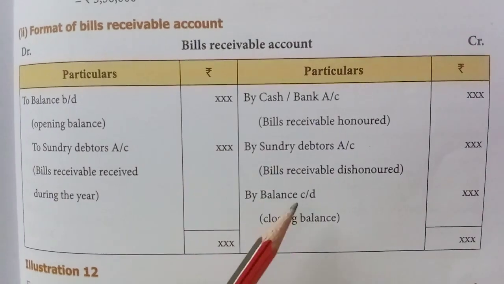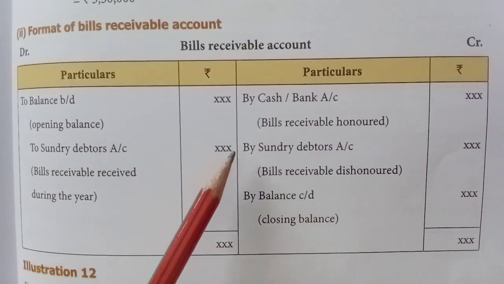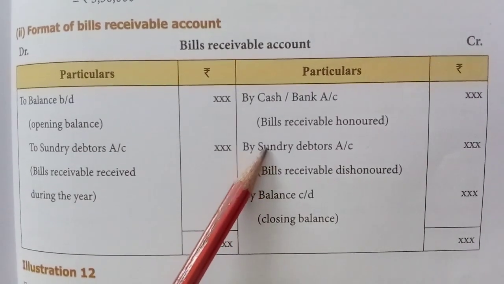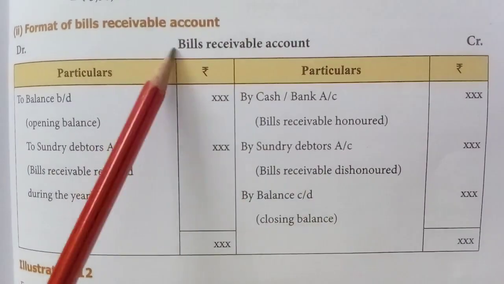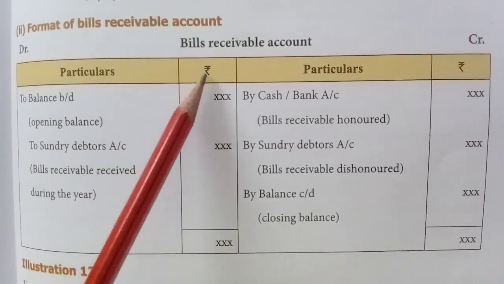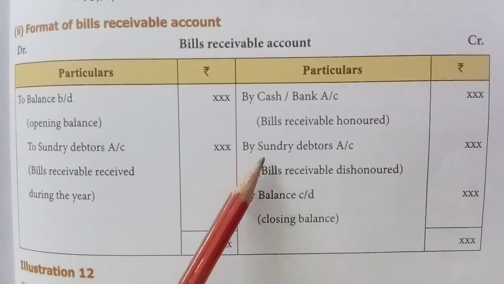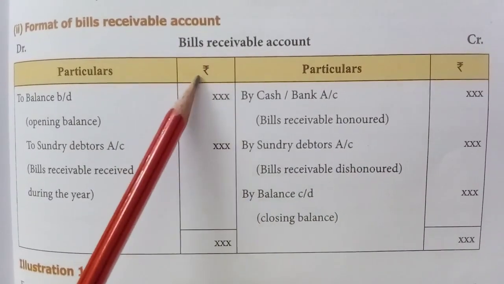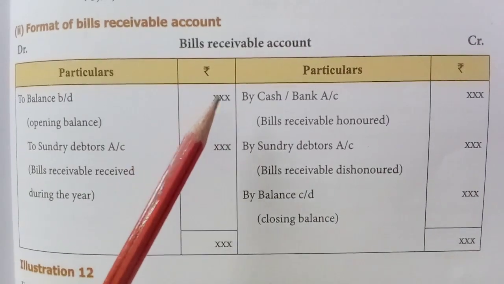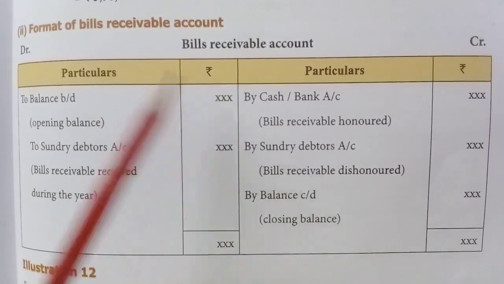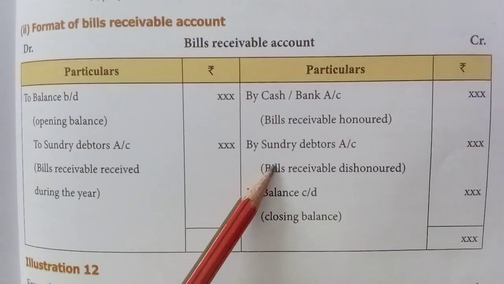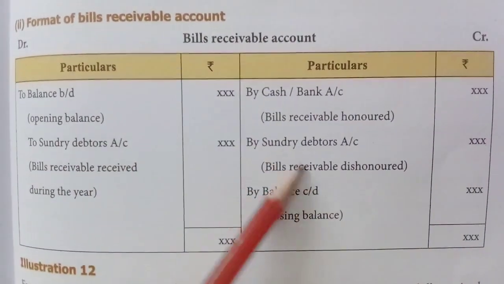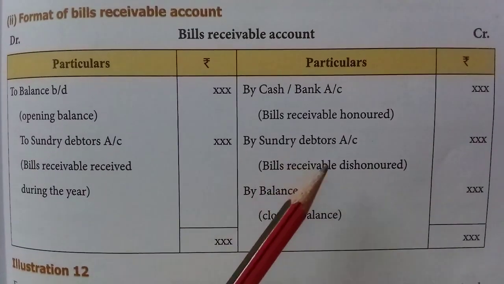Then if the bills receivable is dishonored, what will we do? Again we have to debit the debtors. Sundry debtors account debtor, and bills receivable account should be credited. Because when we receive the bills receivable, we write bills receivable account debtor to sundry debtors. But if it is dishonored, we have to write the reverse entry. Sundry debtors account debtor to bills receivable. Since bills receivable is credited, on the credit side we write by sundry debtors account.